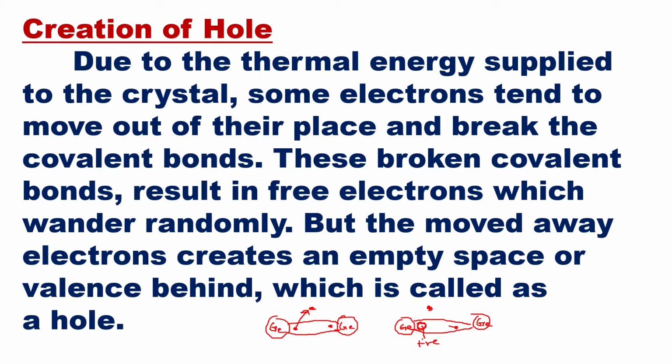So here if you see the definition, due to thermal energy supplied to the crystal, some electrons tend to move out of their place and break the covalent bonds. These broken covalent bonds result in free electrons which wander randomly. Those free electrons can move, but the moved away electrons create an empty space behind, which is called a hole. That empty space of an electron which is left behind is called a hole. And because the electron was negative charge, this hole can be considered as a positive charge.